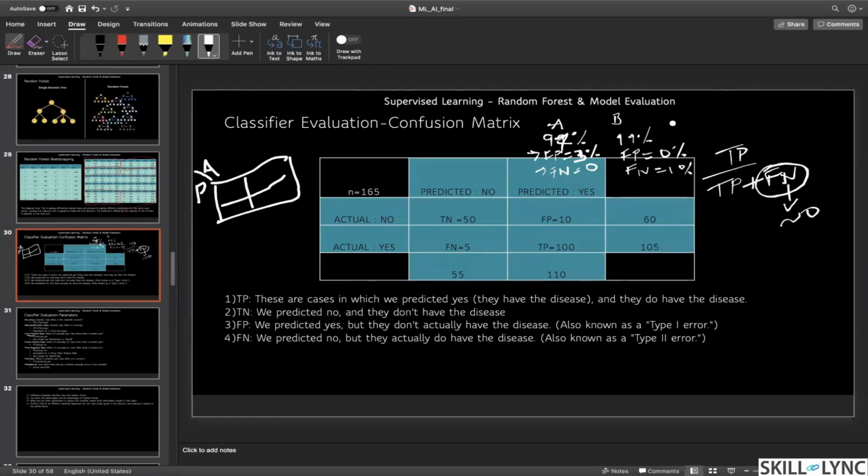In our engineering problems, we generally go with accuracy, okay? That's okay. But I'm just telling you, for different domains, different parameters are important. Did you understand, guys? What is recall?